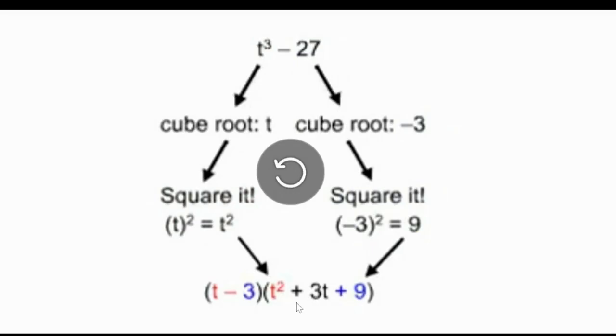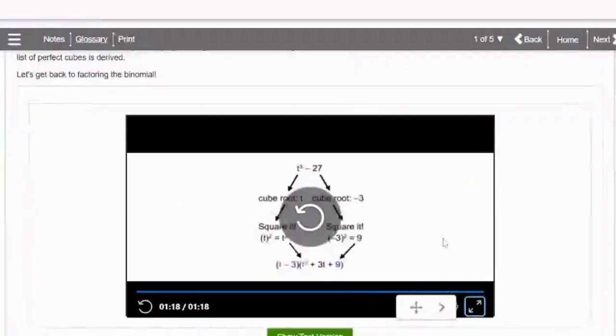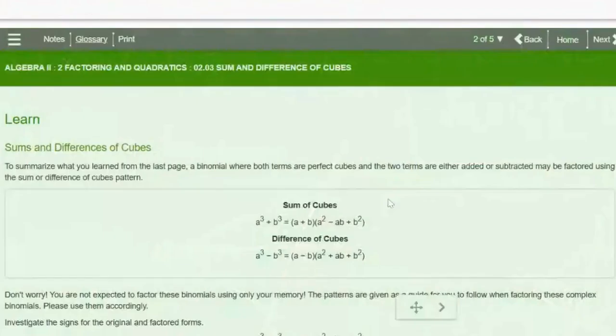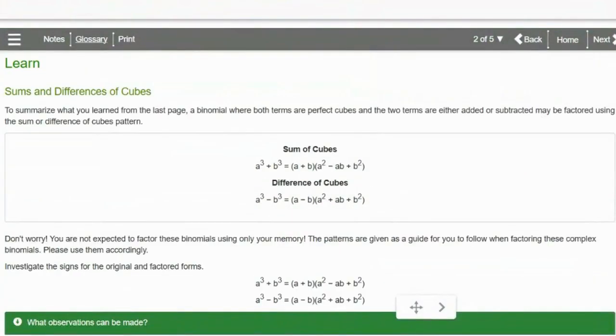The middle term of the trinomial will always be the opposite of the original binomial. Okay, that's good to know. That helps us with our shortcut. So let's take a look at page 2, sums and differences of cubes.